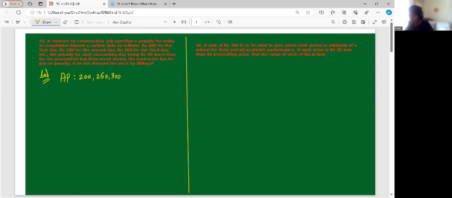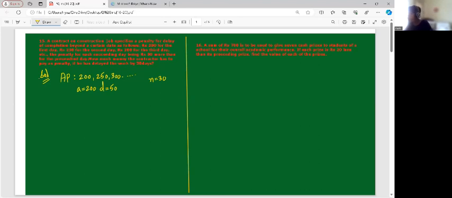I'll just write the AP and leave this question to you. You just do it and tell me how much penalty the contractor has to pay. The given information I will also write: a value is 200, and the difference is second term minus first term, that is 50. And n value is 30 days. Just replace all these values.